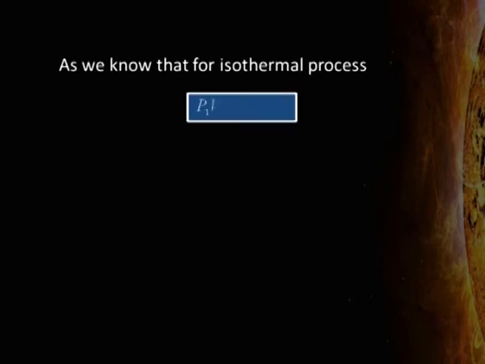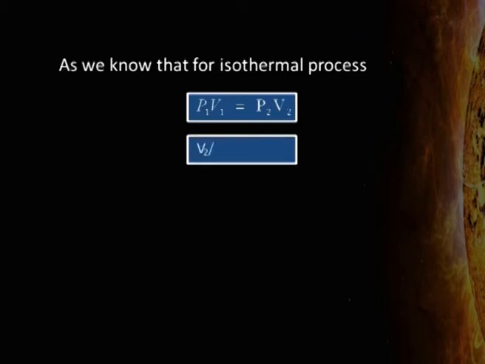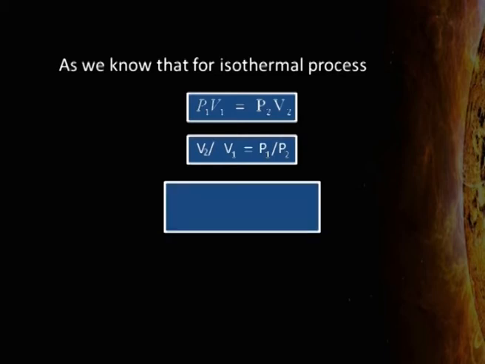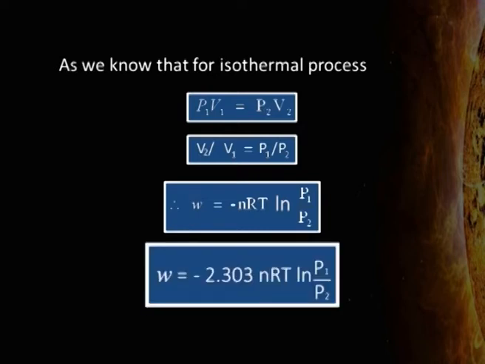As we know that for isothermal process, P1 V1 is equal to P2 V2. Therefore, V2 upon V1 will be equal to P1 upon P2. Hence, putting the value of V2 upon V1 in the equation, W is equal to minus nRT natural log P1 upon P2, which is equal to minus nRT into 2.303 into log of P1 upon P2 with base 10.